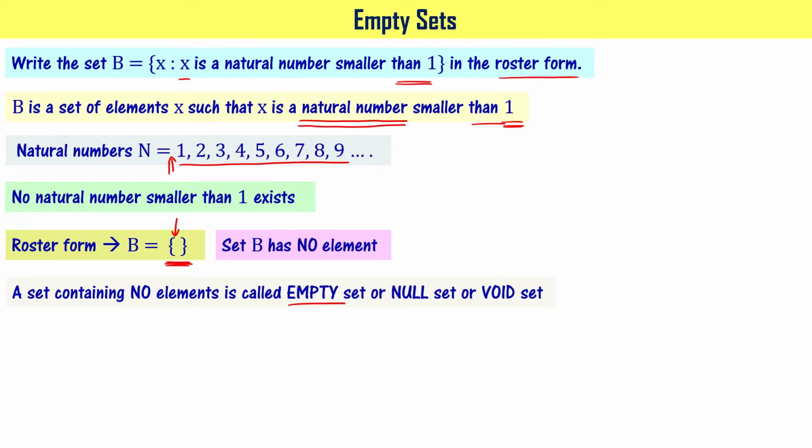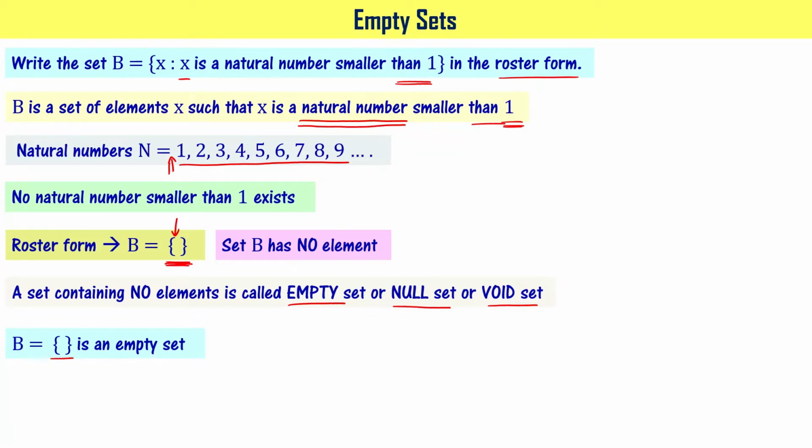Please note this. A set containing no elements is called an empty set or null set or void set. Please remember this definition. A set containing no elements is called an empty set. Okay. So B is an empty set, right?